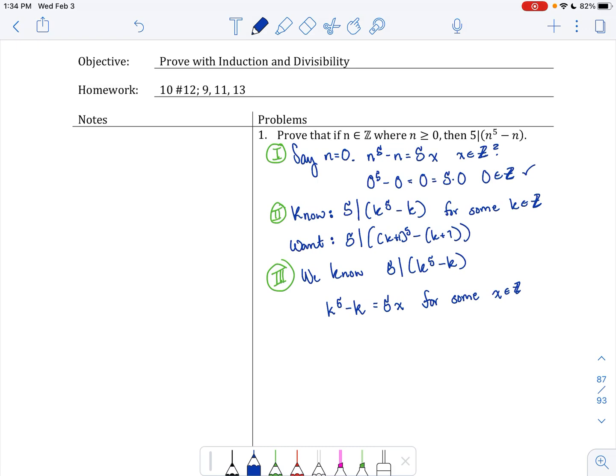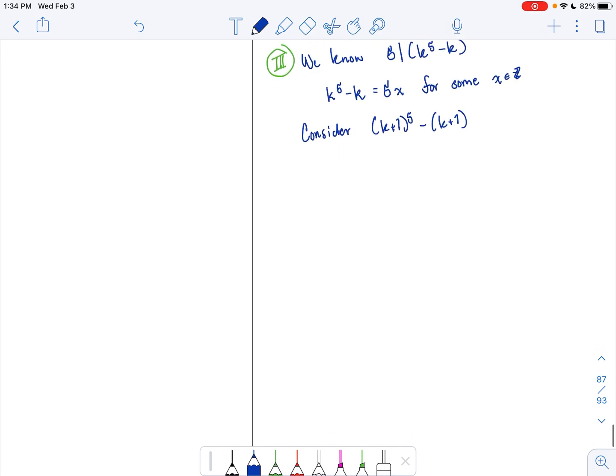Now, this is going to be a slightly different step. I want us to think about k plus 1 to the 5th minus k plus 1, because what we want to end up doing is manipulating our equations to get this expression. Now, this expression is a complicated expansion, and I want to know exactly what it looks like, and that's going to be really helpful for my proofs. So I'm going to start by using the binomial theorem to expand k plus 1 to the 5th, which is k to the 5th plus 5k to the 4th plus 10k to the 3rd plus 10k squared plus 5k plus 1. So that's the entire expansion. And then we have minus k minus 1.